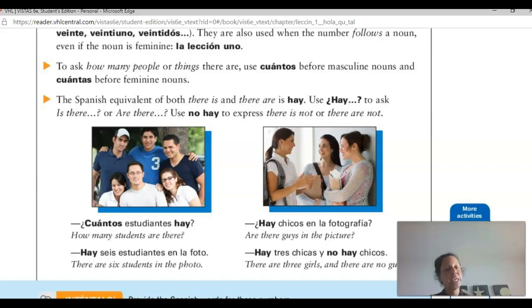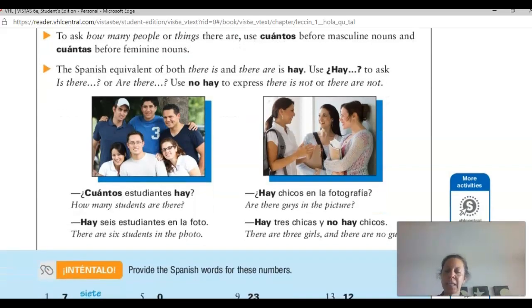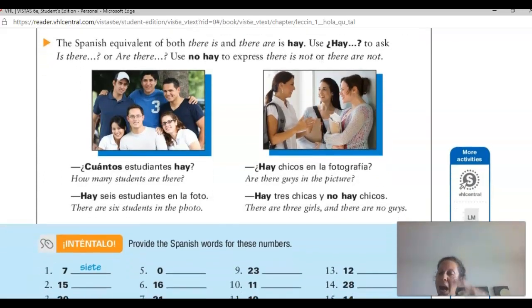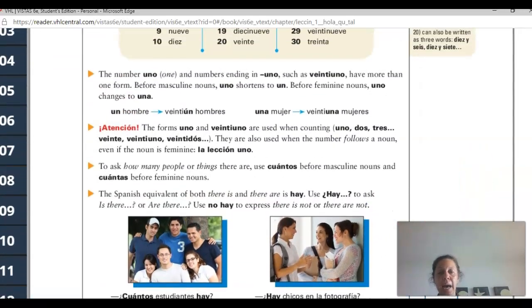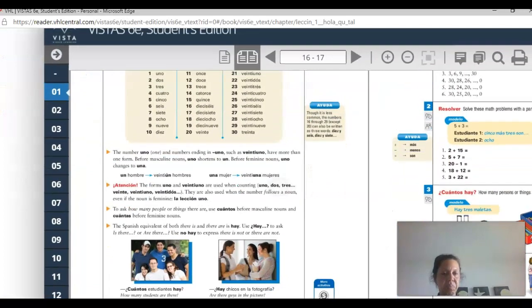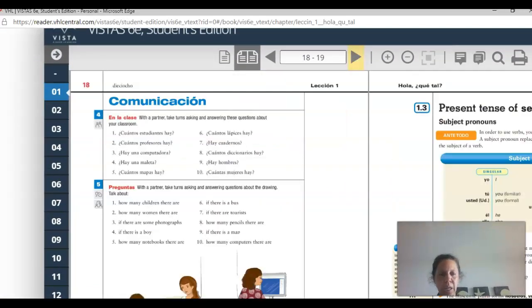Hay means there is, there are, both. ¿Cuántos estudiantes hay? So that is the question here. ¿Cuántos estudiantes hay? And if I want to answer, hay, there are, ¿verdad? Bien. I hope that this is pretty clear to you.